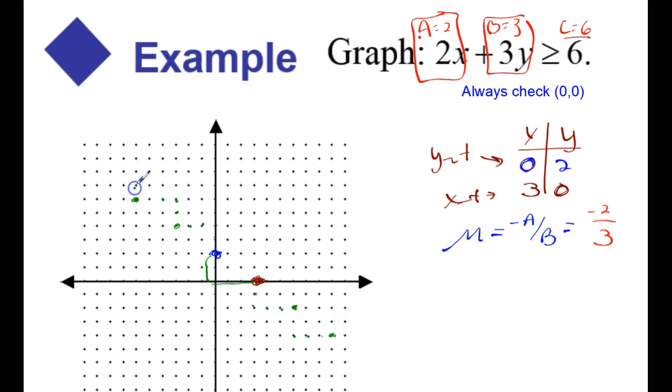Again, this takes a little bit of time, but it's worth it because then my line is nice and straight and accurate. Then I check to see if it's a solid or dotted, and this time I can see that it's a solid line. And then I check to see if I'm going to shade above or below. And because this is greater than, then I will be shading above.